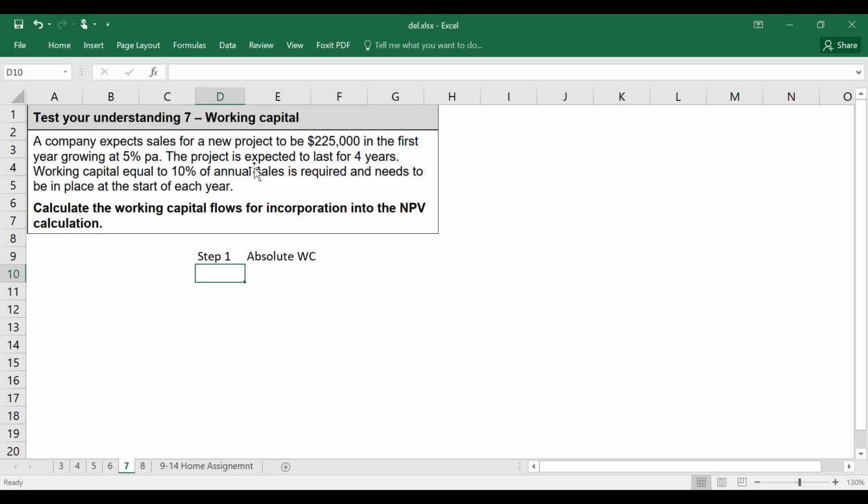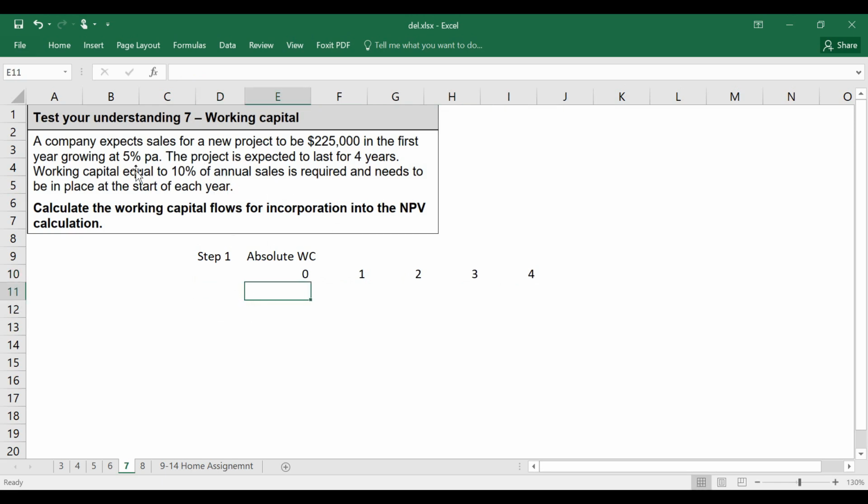First of all, let's see the number of years for which this project will remain. And these are 4 years. So I am going to write 4 years here. For example, year 0, 1, 2, 3, and year 4. Right?